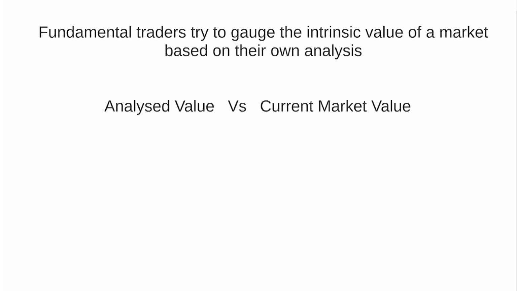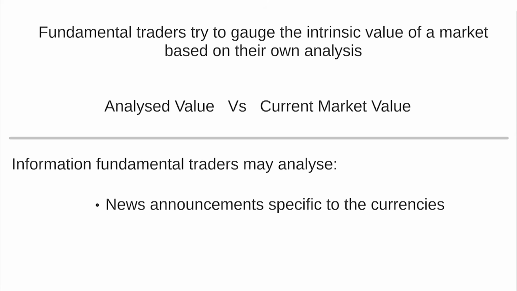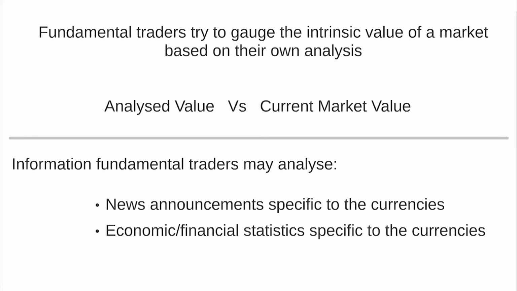If a trader was analysing a particular currency pair on the forex market, for example, these factors could be anything such as economic or financial news announcements specific to those currencies, any economic or financial statistics specific to those currencies, or any macroeconomic data which they feel may have an effect on the value of that currency pair.